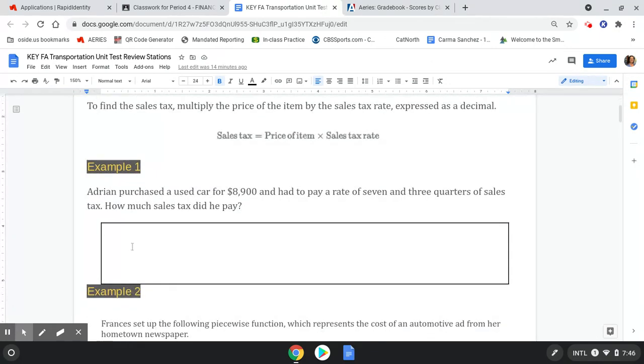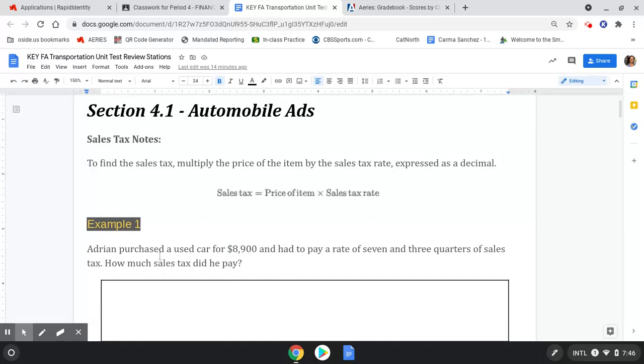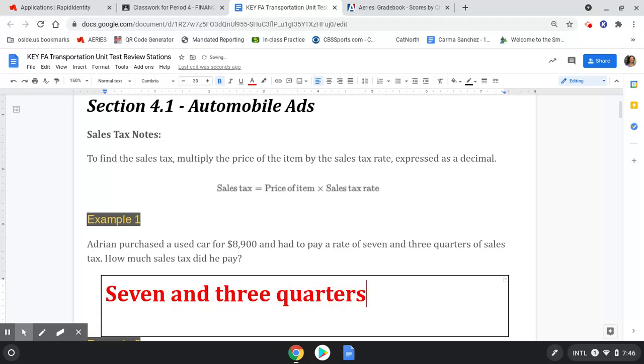So example 1, coming from this section on the 4.1, this is the sales tax question. Adrian purchased a used car for $8,900 and had to pay a rate of 7 3/4% sales tax. How much sales tax did he pay? So again, we're just using that little formula right there at the top where you take the 8,900 and multiply it by the rate. Well, what is the rate for 7 3/4?